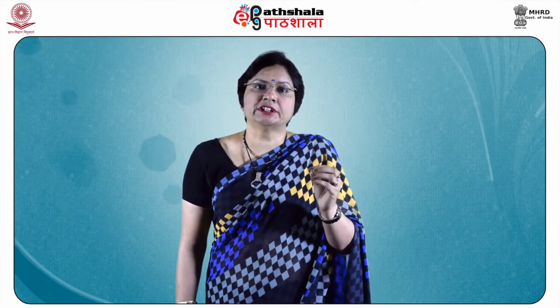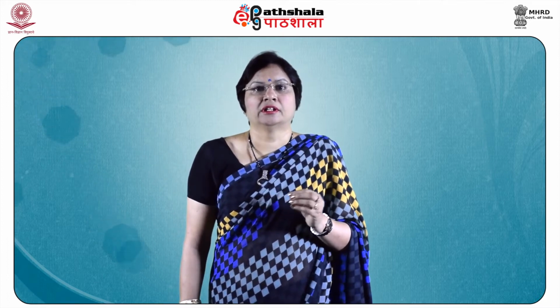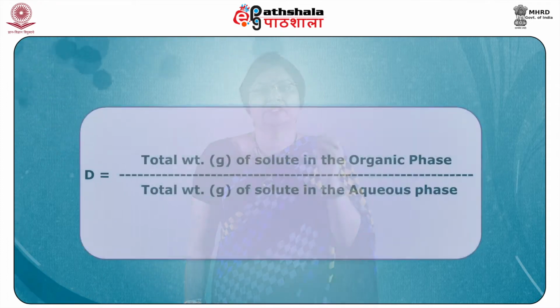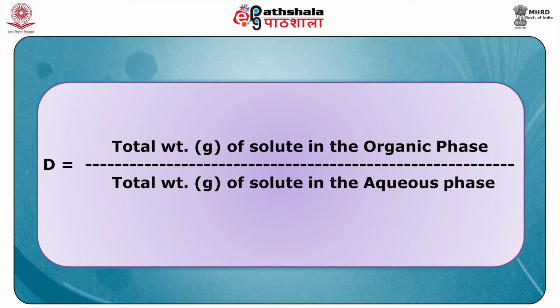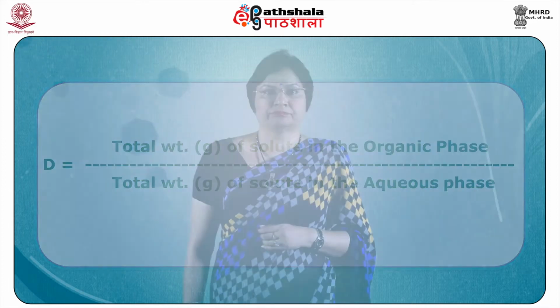The efficiency of the extraction is determined by the distribution coefficient, abbreviated as D. And if you look at how this distribution coefficient can be mathematically expressed, it is expressed as total weight in grams of solute in the organic phase divided by total weight in grams of solute in the aqueous phase.